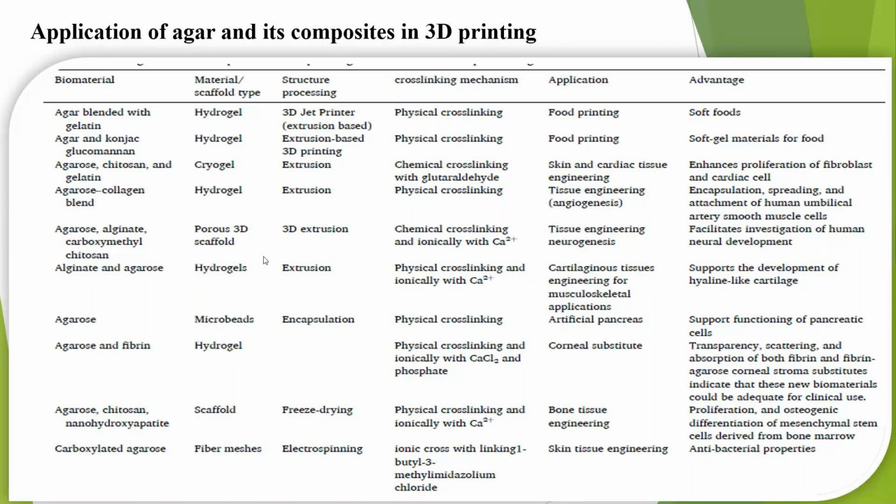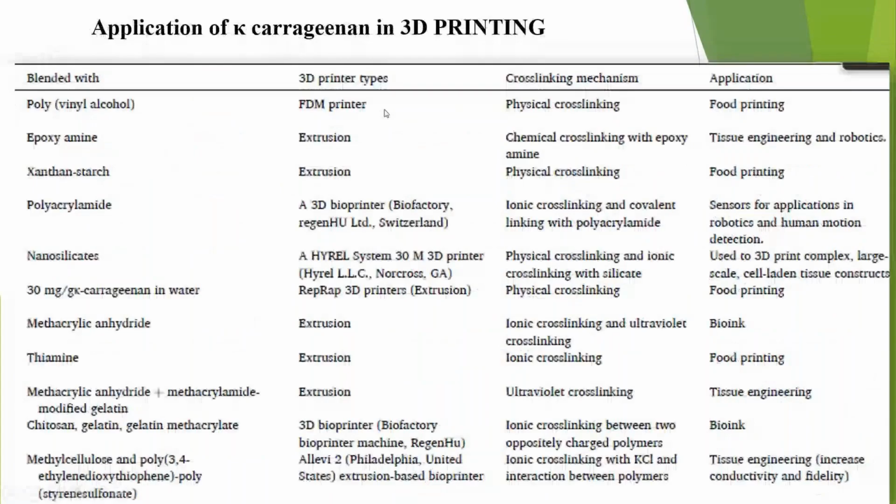And this is the application of kappa carrageenan. Kappa carrageenan is one type of polysaccharide present in the red algae. In the red algae, there are three types of polysaccharides: kappa carrageenan, gamma carrageenan, and delta carrageenan. Among them, kappa carrageenan is the highest amount of polysaccharide available in the red algae. Here also it can be blended with common materials like epoxy resin, xanthan gum, polyacrylamide, nanosilicates, and thiamine. So we can choose the proper 3D printer types, and also we have to cross-link it, depending upon what applications we are using it for.